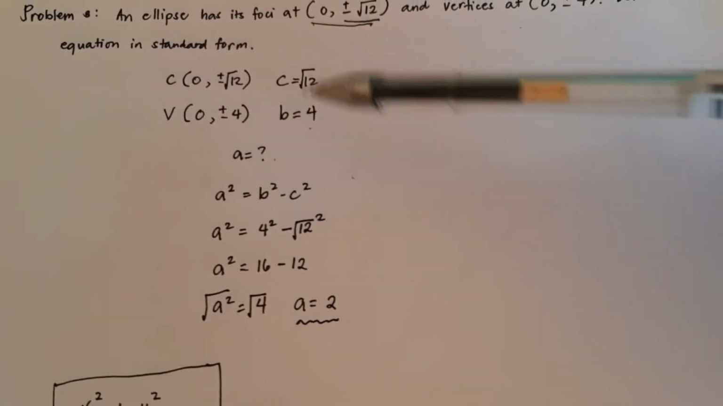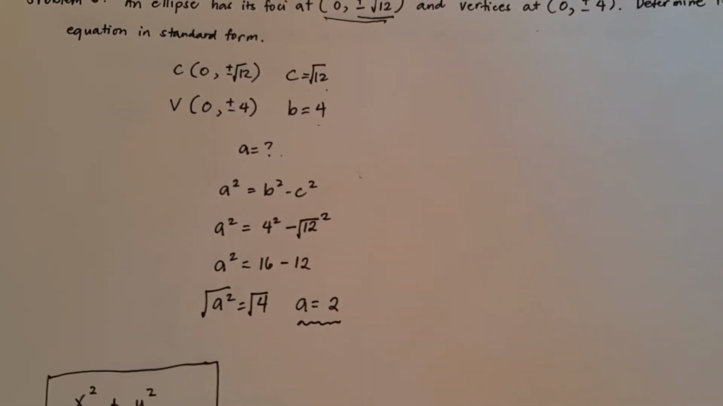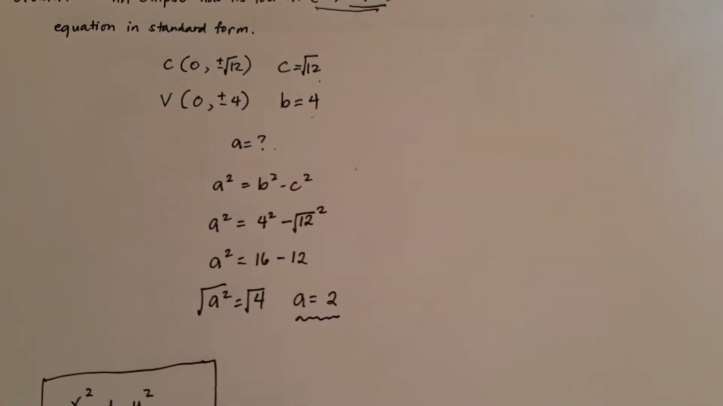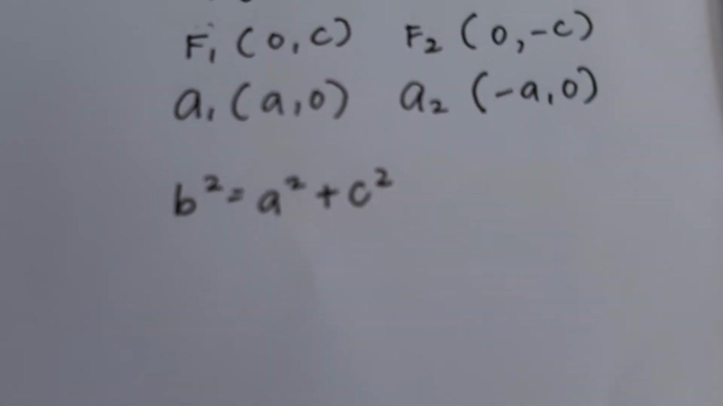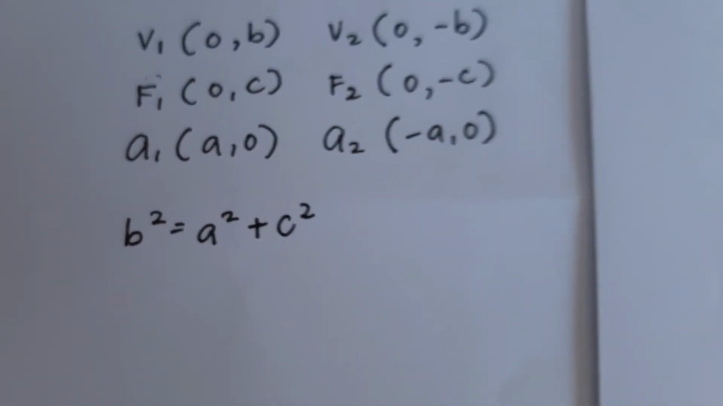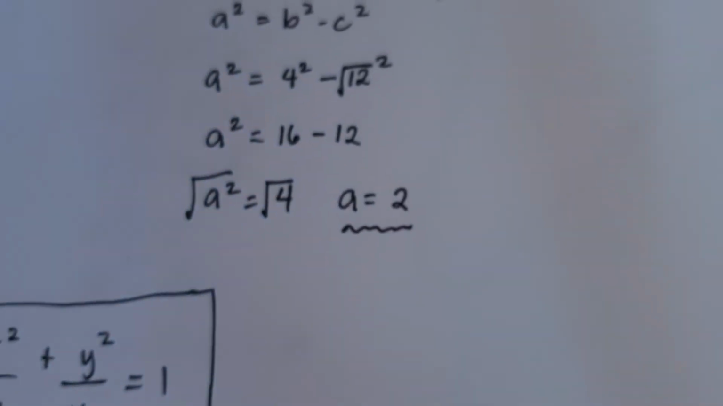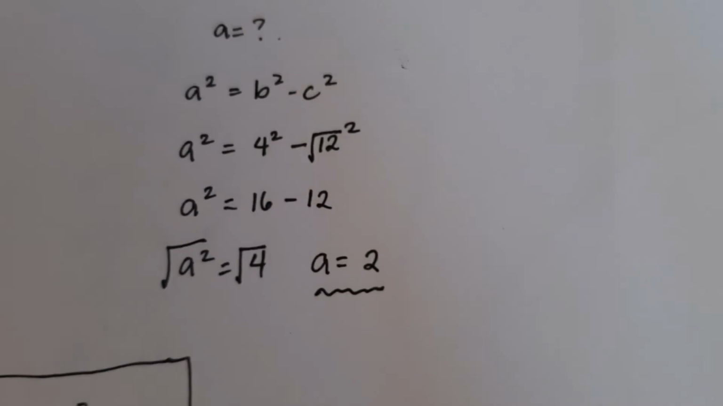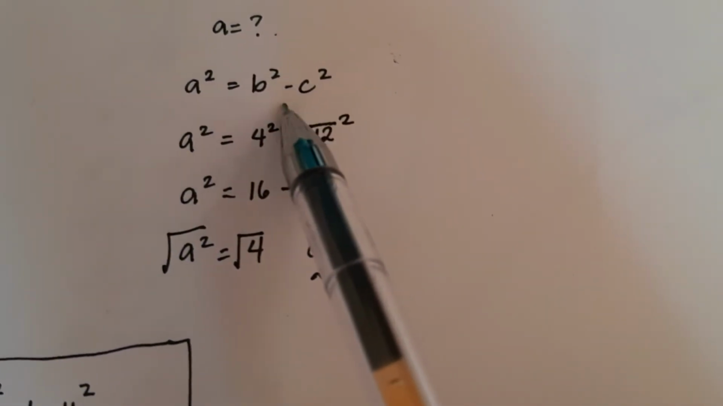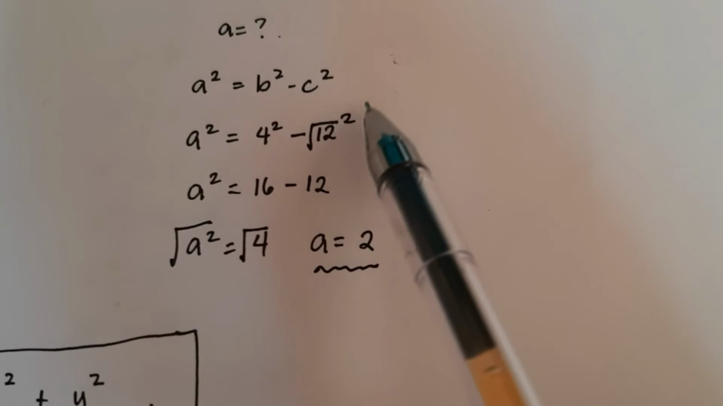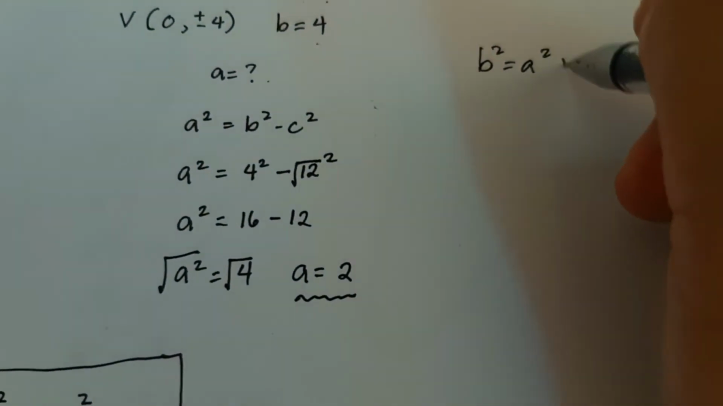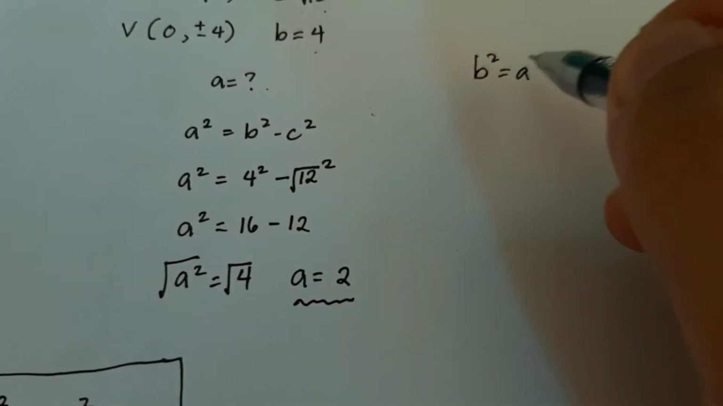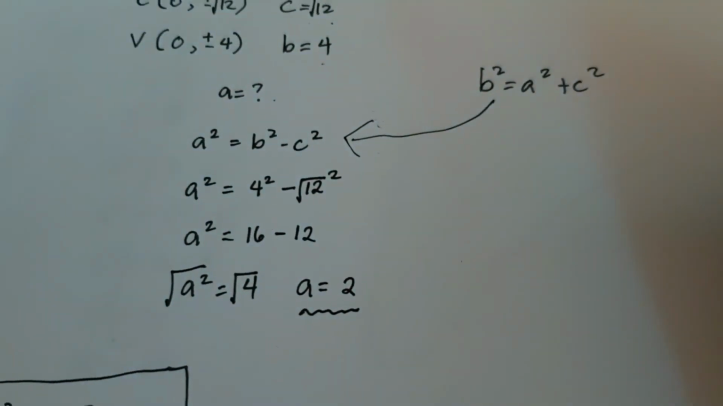So, kanina, ang formula pag may nawawalang value natin ay b squared is equal to a squared plus c squared. So, since ang nawawala ay a squared, so therefore, you have a squared is equal to b squared minus c squared. So, tinransform mo lang from b squared is equal to a squared plus c squared. Tinransform mo lang siyang ganyan.